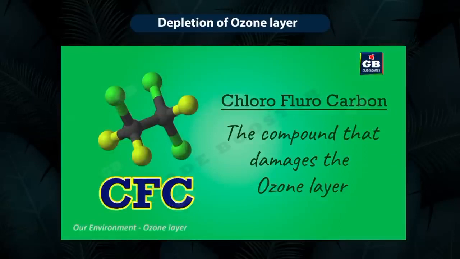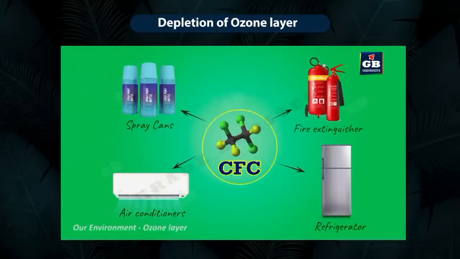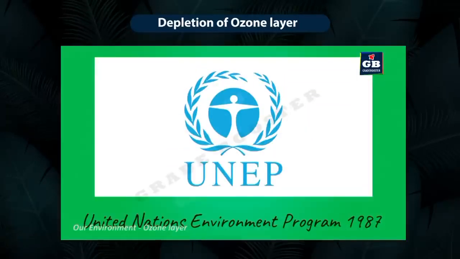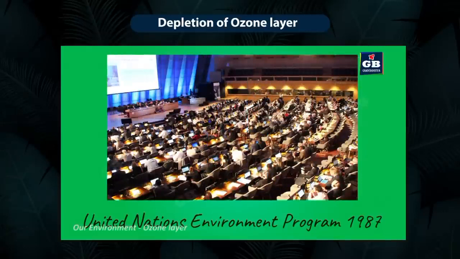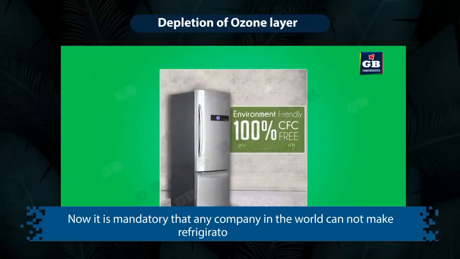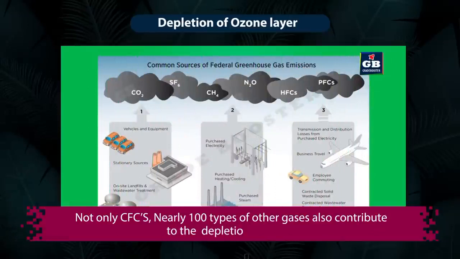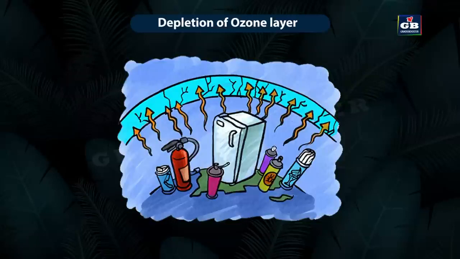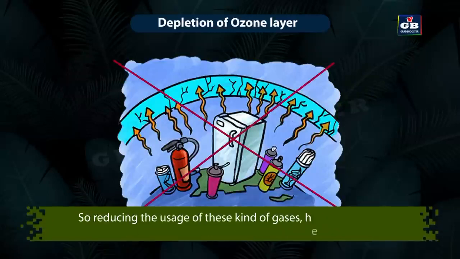CFCs are used in the manufacture of air conditioners, refrigerators, fire extinguishers, and spray cans. In 1987, the United Nations Environment Programme, UNEP, made an agreement with all the countries to stop the usage of CFCs. Now it is mandatory that no company in the world can make refrigerators with CFCs. Not only CFCs, nearly 100 types of other gases also contribute to the depletion of ozone. So, reducing the usage of this kind of gases helps to protect the ozone layer.